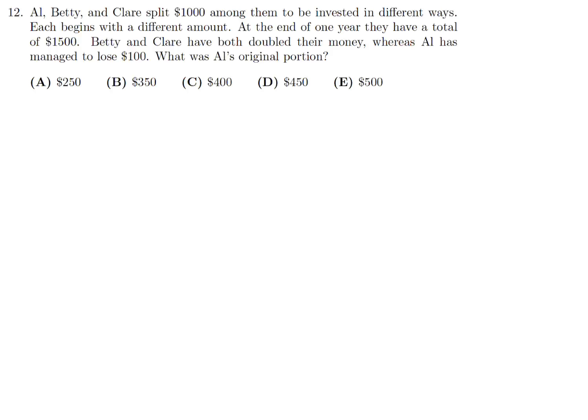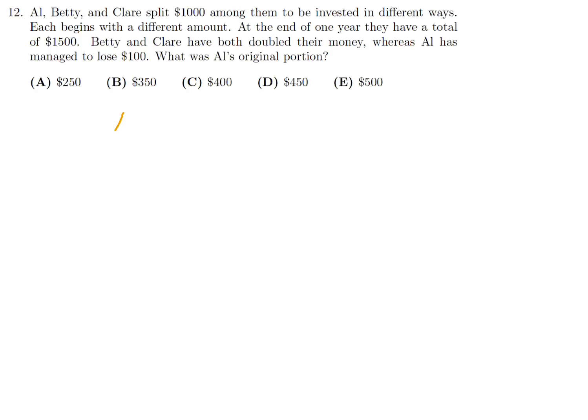Al, Betty, and Claire split $1,000 among them to be invested in different ways. Each begins with a different amount. At the end of 1 year, they have a total of $1,500. Betty and Claire have both doubled their money, whereas Al has managed to lose $100. What was Al's original portion?